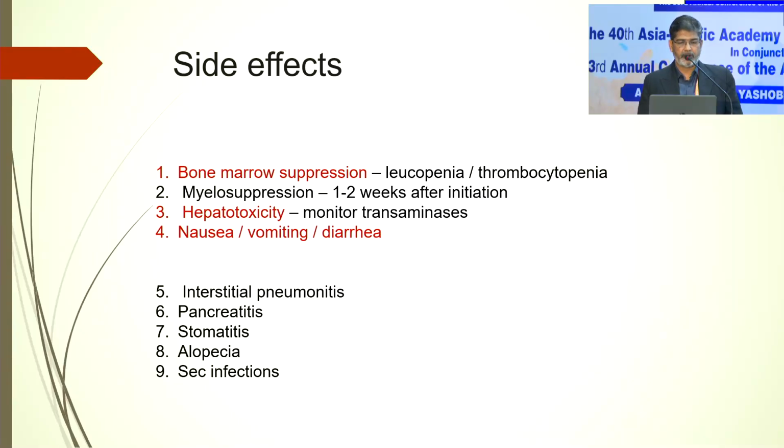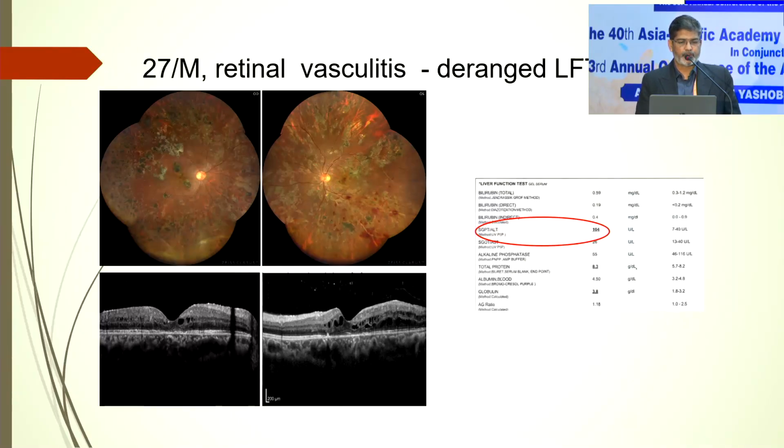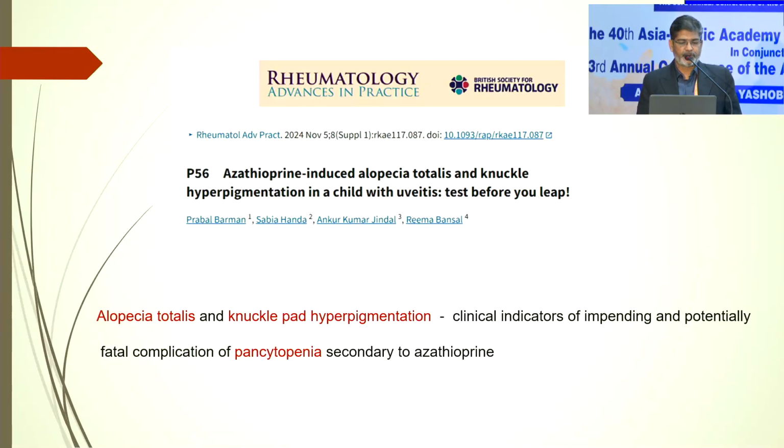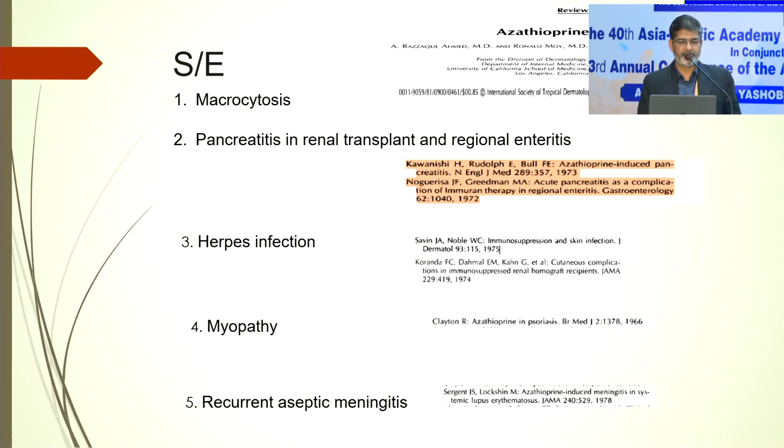Fortunately, these are reversible. So this was a 27-year-old male with retinal vasculitis treated with steroids and was on azathioprine when his liver functions got deranged and we had to withhold azathioprine. Some anecdotal side effects: a disseminated tubercular granuloma, pancytopenia, severe cholestasis, alopecia totalis, and knuckle pad hyperpigmentation. They are clinical indicators of a potential fatal complication because of pancytopenia secondary to azathioprine.